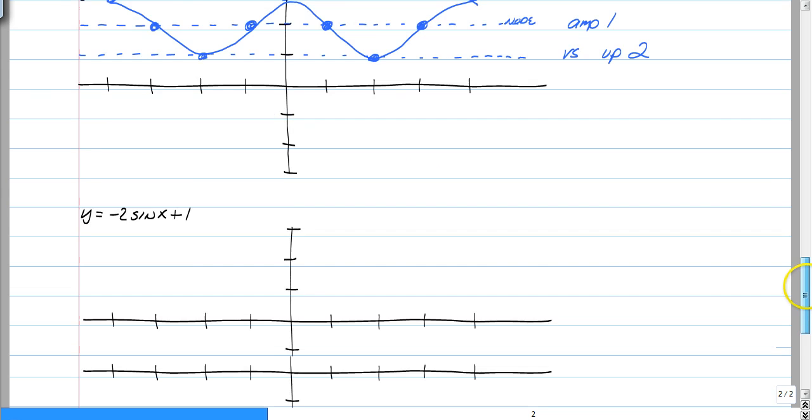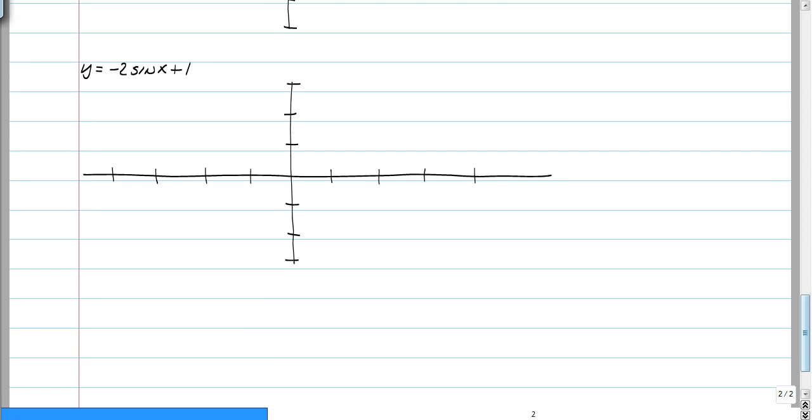The last example here covers both. But then there's one other little trick to it. There is a negative. That's not a big deal at all. So we have an amplitude of 2. It's not negative 2. The amplitude is just the number in front, positive or negative. The amplitude's always positive, okay? And then we have the vertical shift. Our vertical shift is up 1. And then the negative just means it's reflected, or we can say upside down if you want. But it's reflected.